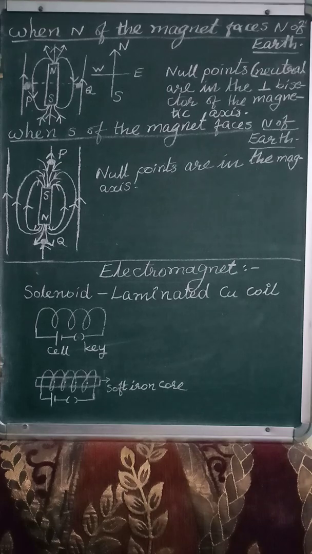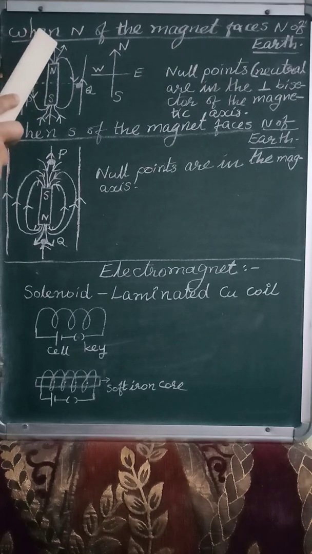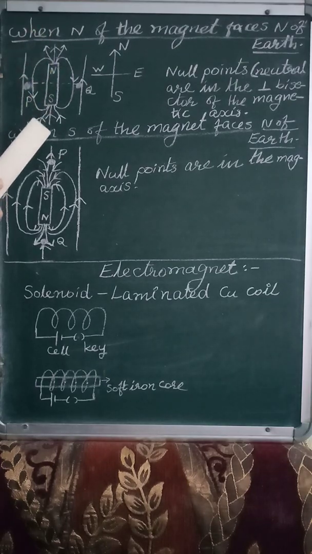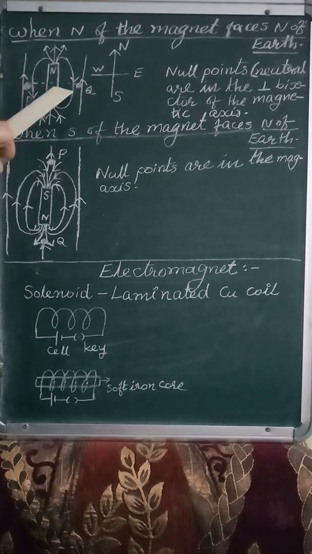Now, what is magnetic axis? It is the line passing through the North Pole and South Pole. If you imagine a line passing through the North Pole and South Pole, it is called a magnetic axis. What is its perpendicular bisector? This dotted line I am representing as the perpendicular bisector of the magnetic axis.